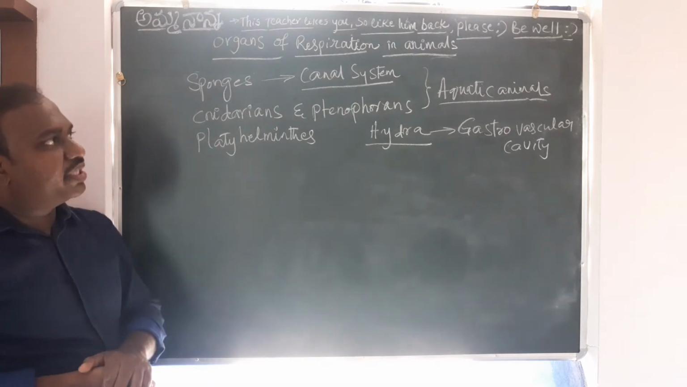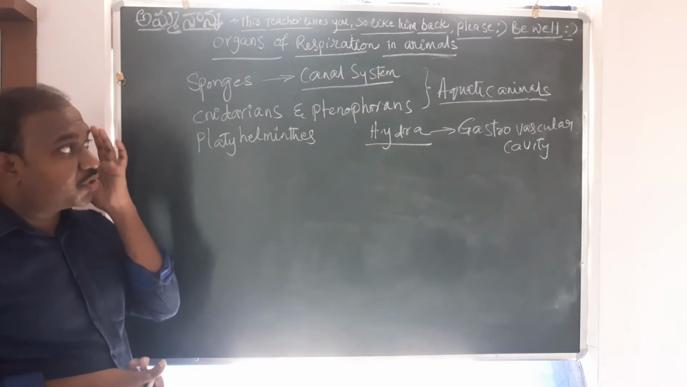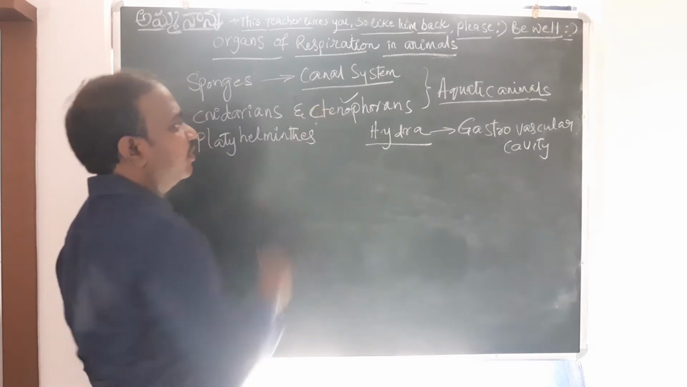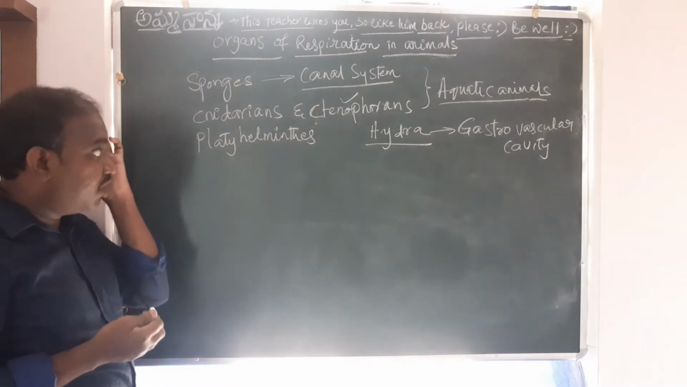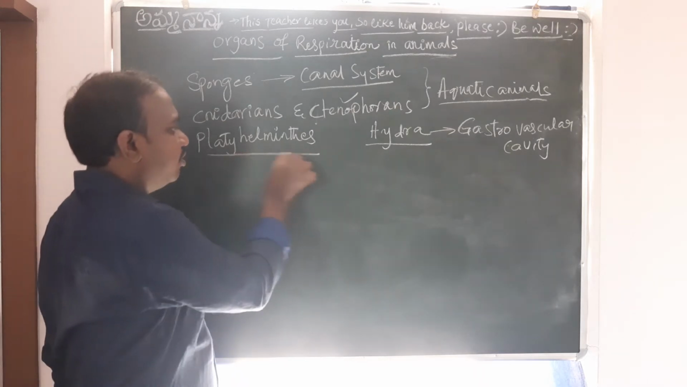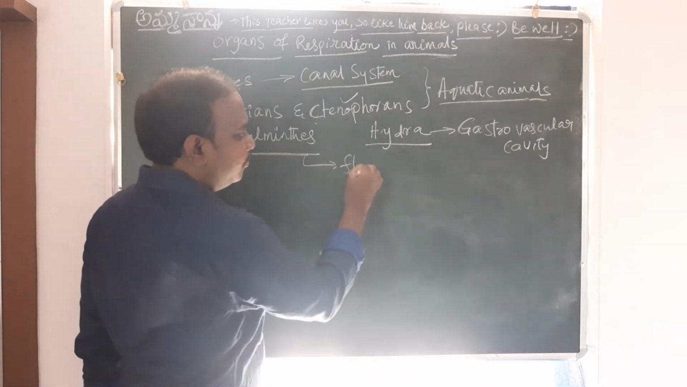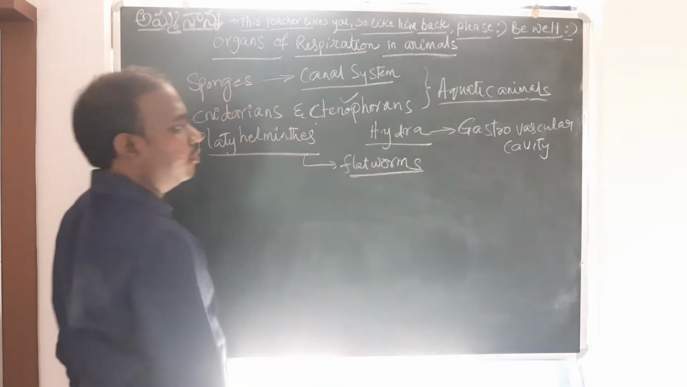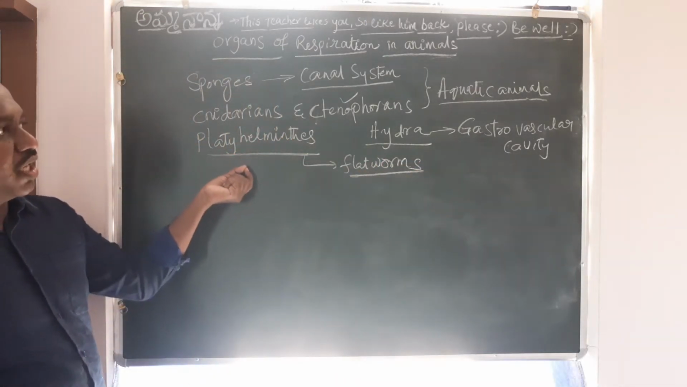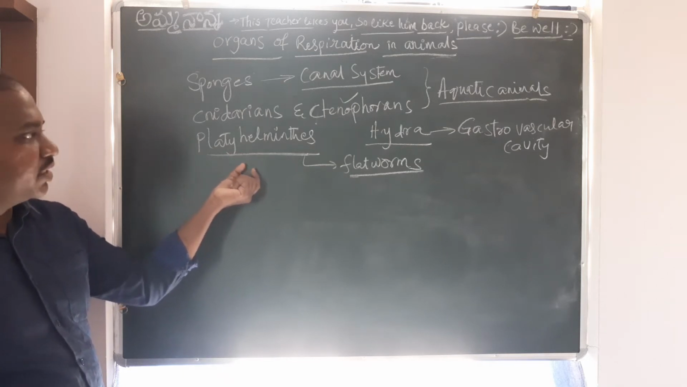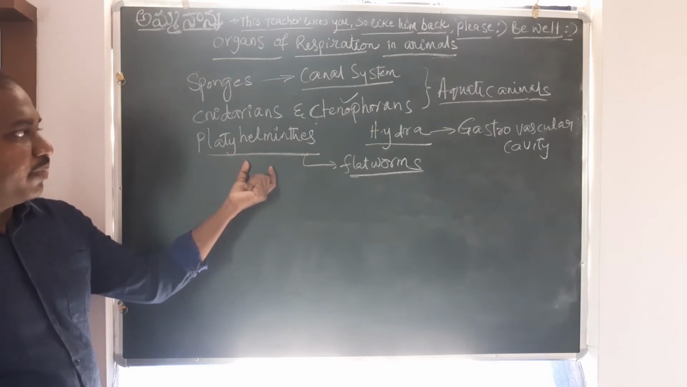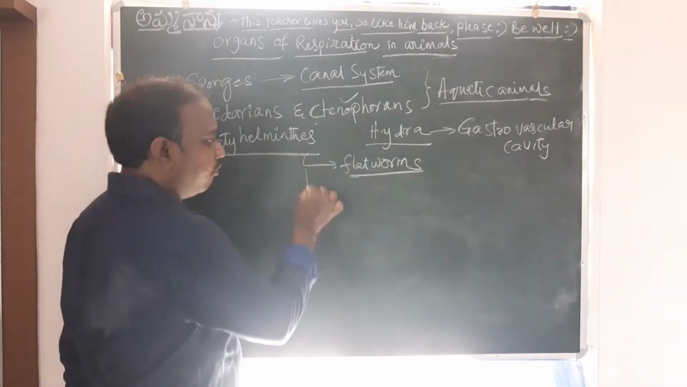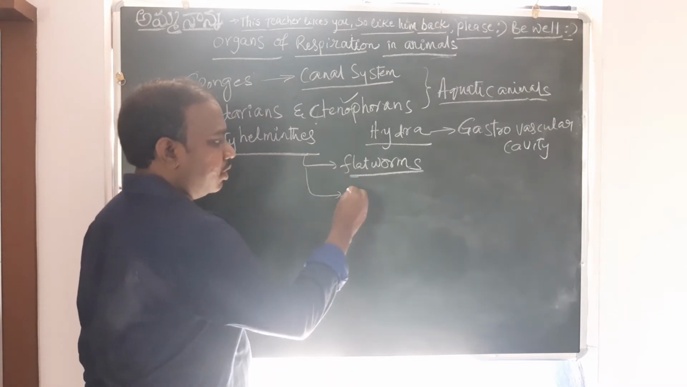The same can be considered for ctenophoran groups of animals, because the gastrovascular cavity is also present in them. And Platyhelminthes are the flatworms. Flatworms also do not have any specialized respiratory organs. Majority of them are parasites, endoparasites. We can take the example of a flatworm, planaria.